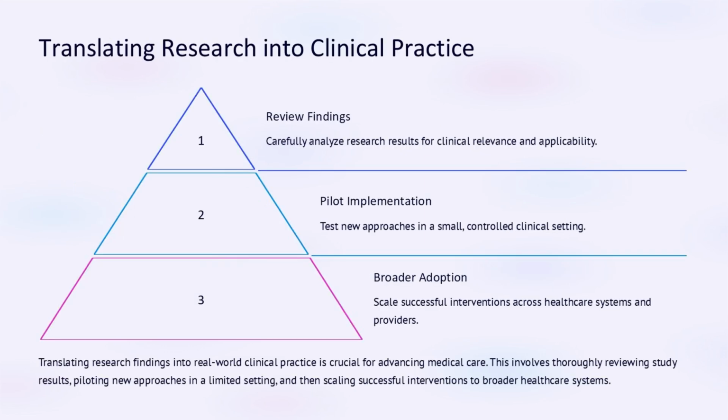The key steps in translating research into clinical practice are: review findings, carefully analyze research results to determine their clinical relevance and applicability; pilot implementation, test new approaches in a small, controlled clinical setting to evaluate their effectiveness; and broader adoption, scale successful interventions across healthcare systems and providers to drive wider impact. This process is crucial for advancing medical care by ensuring research findings can be effectively implemented in real-world clinical settings. The goal is to thoroughly vet new approaches, pilot them in a limited context, and then roll out the most promising interventions more broadly across the healthcare system.